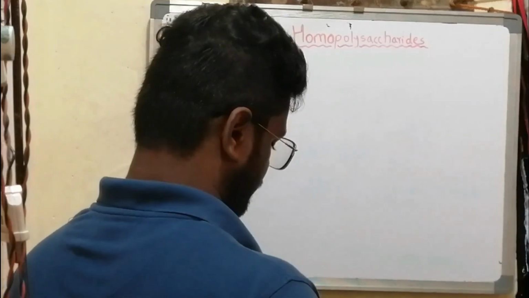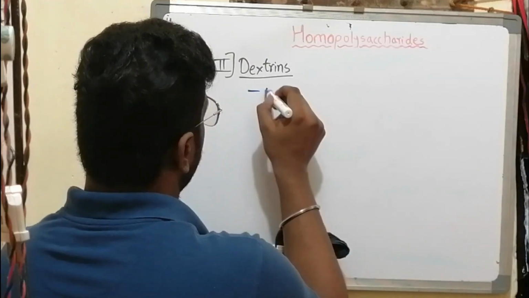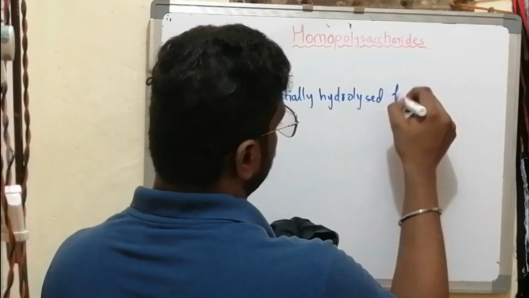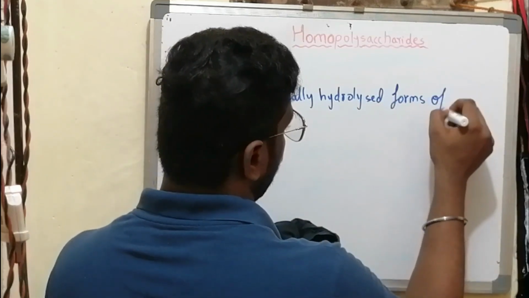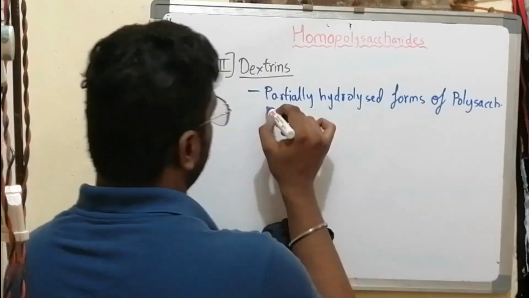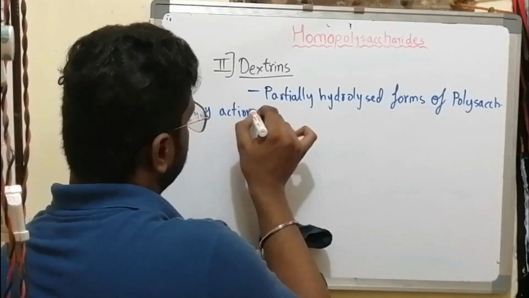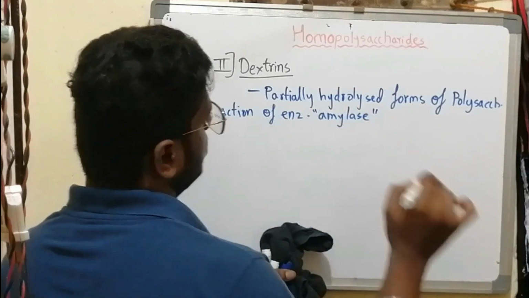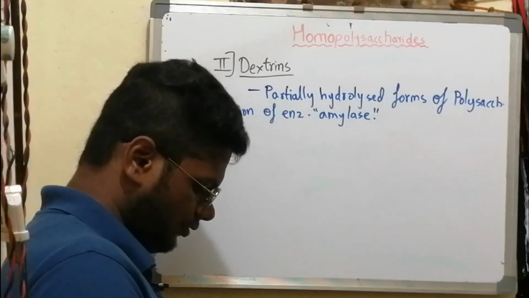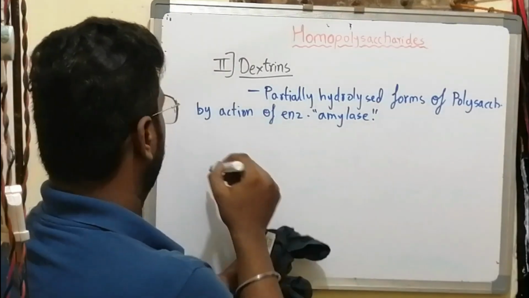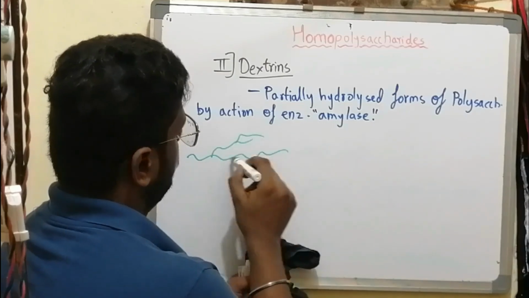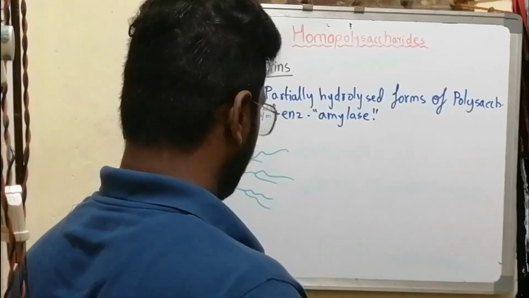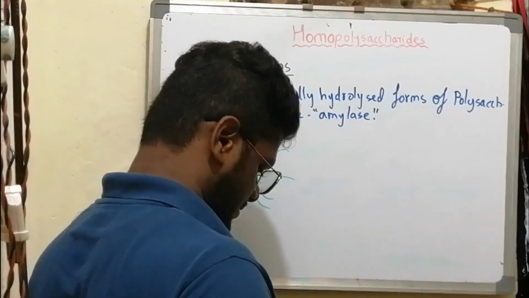They are the partially hydrolyzed forms of polysaccharides by action of enzyme amylase, right? So for example, we are having a big branched chain of carbohydrate, a big polysaccharide, and we are breaking it down by the action of amylase.